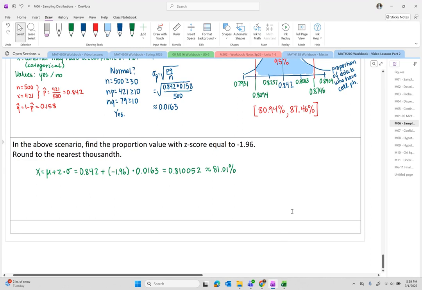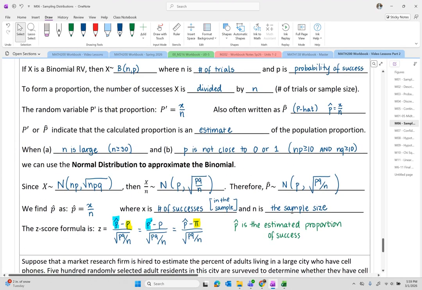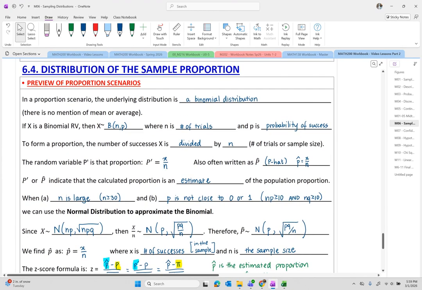This concludes Unit 6, which had to do with the central limit theorem, and in addition to checking the distribution of the sample means and the distribution of the sums in a sample, we also checked in this last section the distribution of the sample proportion.